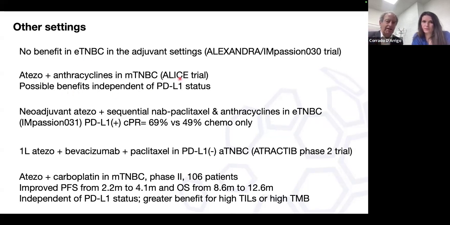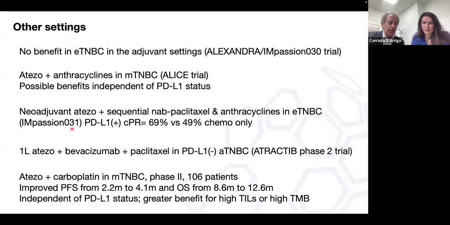Then this is a trial, ALICE trial, metastatic setting with anthracycline rather than with taxane, and there was a possible benefit. It was independent of PD-L1 status. Remember, both Pembro and Atezo in those early trials were dependent on PD-L1 status. You need to be PD-L1 positive to benefit.